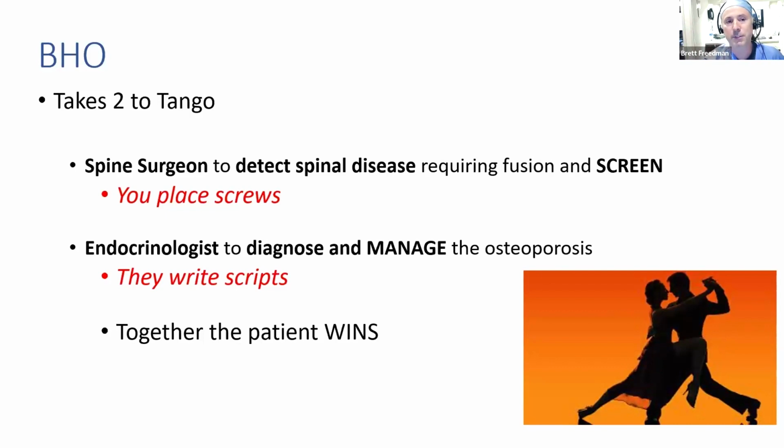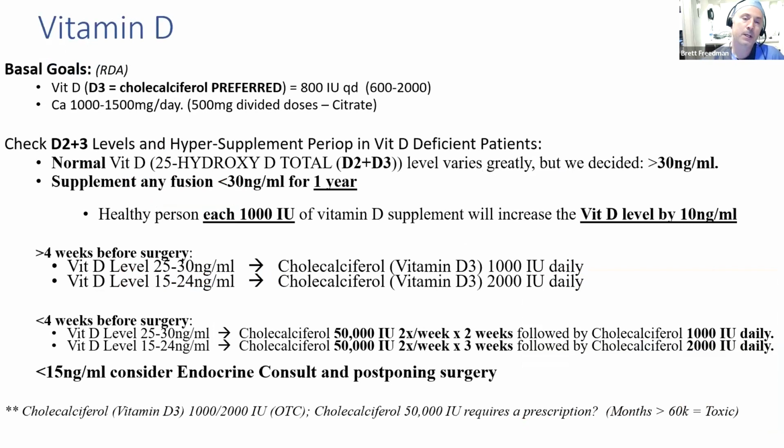But the 2 to tango is a key element of success. Wherever you are, identify that person that you can work with. It might be a rheumatologist, it might be an OBGYN if it's female patients, somebody that you feel comfortable working with, and explain to them why you want anabolics rather than a bisphosphonate or a first-line agent for someone that you found has osteoporosis. Together you can win.